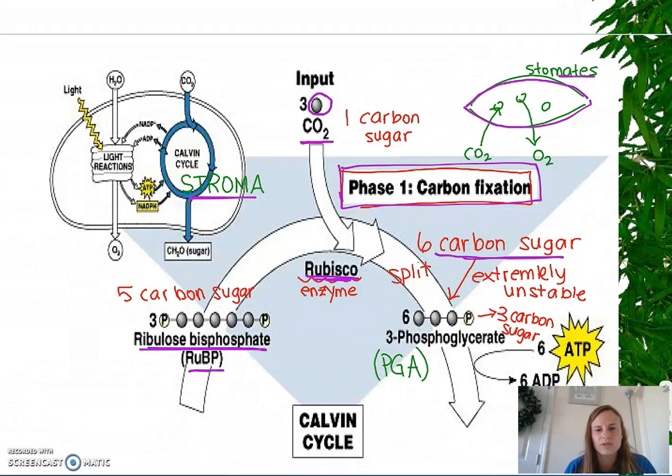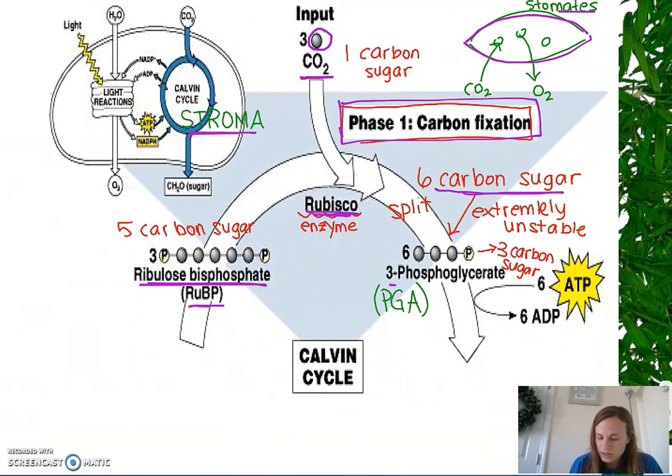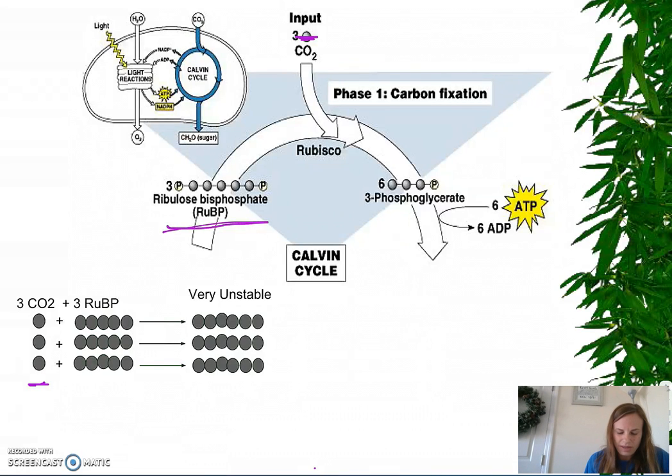But that 6-carbon sugar is extremely unstable, so it immediately splits into 6 3-carbon sugars called phosphoglycerate. So at this point, you might be wondering, well, wait, how did I get 6 3-carbon compounds? I started out with 3 1-carbon compounds, right? 3 carbon dioxides, and I added 3 5-carbon compounds.